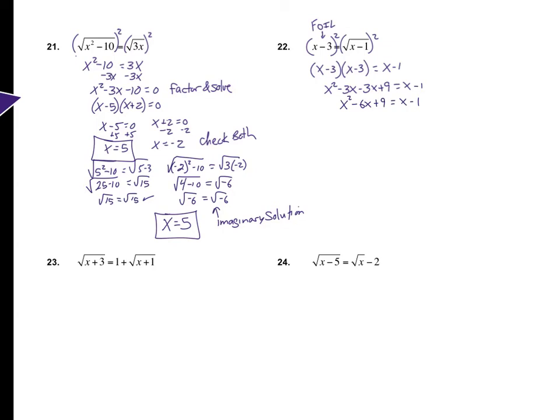Get everything over to the other side so we can factor again. Subtract x, add 1, we've got x squared minus 7x plus 10. Now we're looking to see what multiplies to give us 10 that adds to give us negative 7. So that's going to be x minus 5 times x minus 2. Set those equal to 0, and we're going to get x equals positive 5 and positive 2.